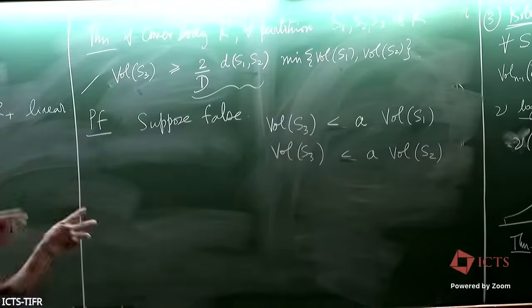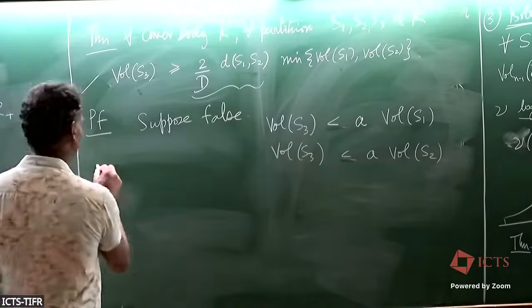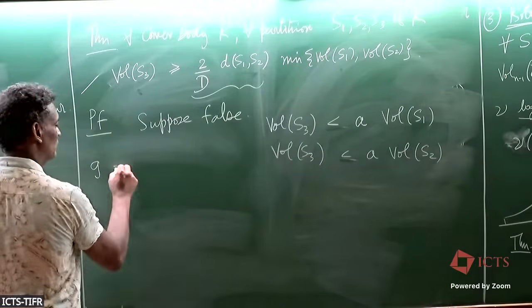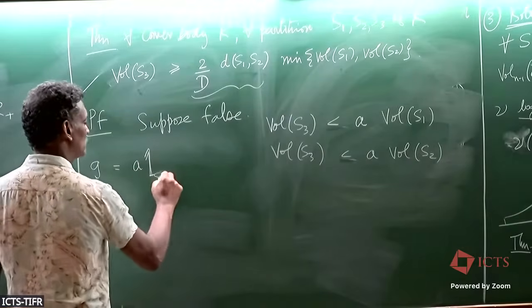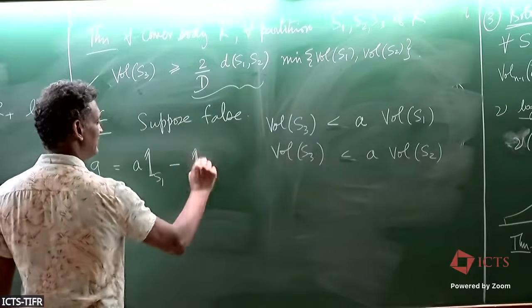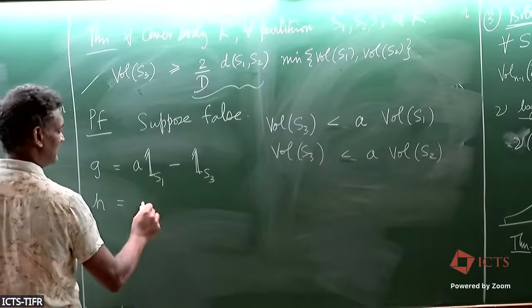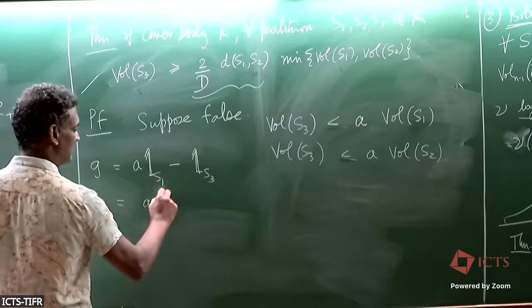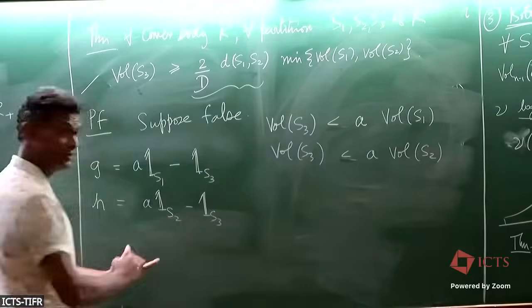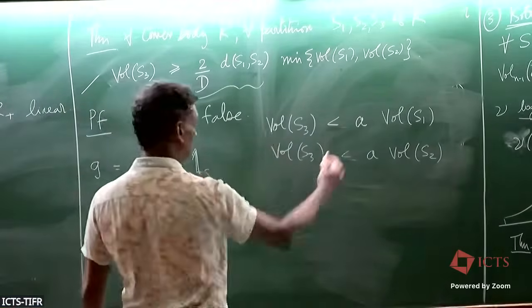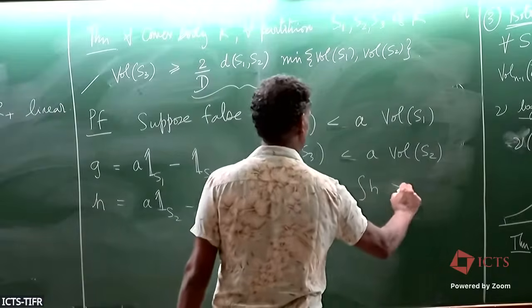Now let me formulate this as G and H. So G will be a times the indicator of S1 minus the indicator of S3. And H is a times the indicator of S2 minus the indicator of S3. And then these inequalities are the same as saying the integral of G is greater than 0 and the integral of H is greater than 0.